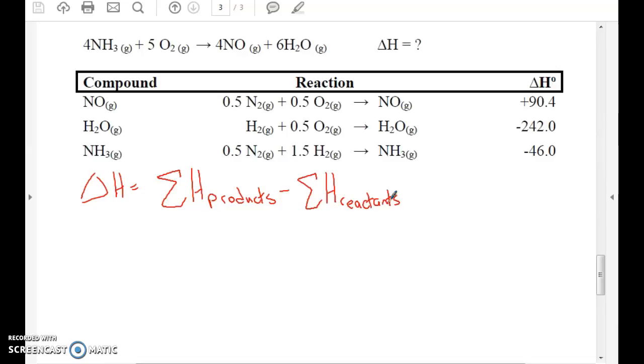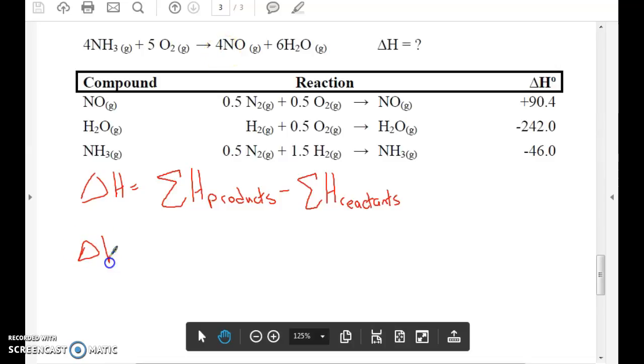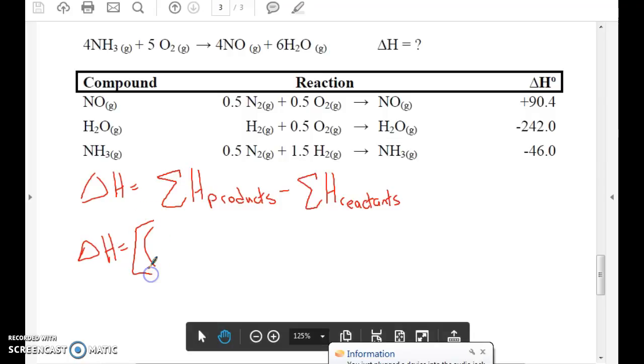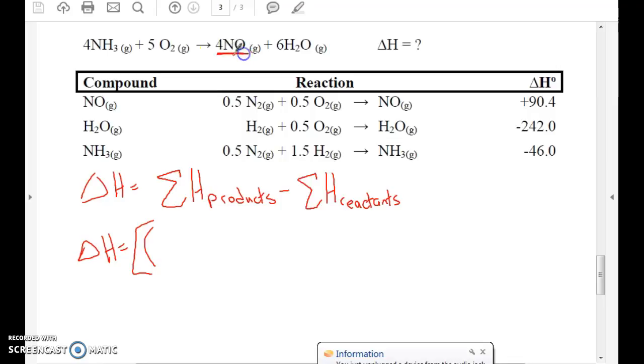Now, when you're doing it this way, if you do the shortcut method, you have to pay attention to the coefficients. So what we are going to do to figure out delta H is we are going to add up all of the enthalpies of the products. So the first product is nitrogen monoxide. So we find the nitrogen monoxide and we write down the delta H.